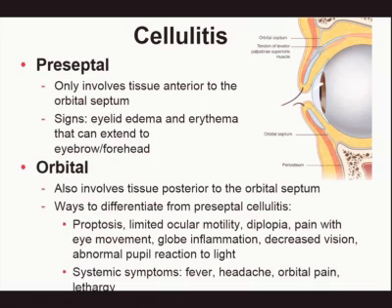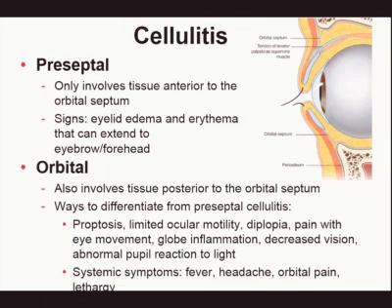Cellulitis. So there's 2 different kinds of cellulitis. There's preseptal and orbital. With preseptal, that is occurring anterior to the septum of the eye. Orbital is posterior to the septum of the eye, and that's much more severe. So with preseptal, the signs are eyelid edema and erythema, and it can extend onto the eyebrow and forehead.